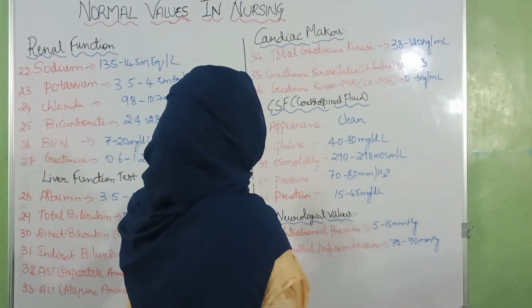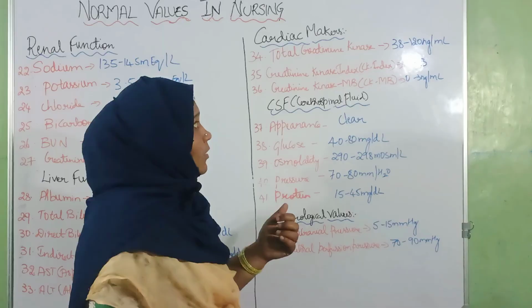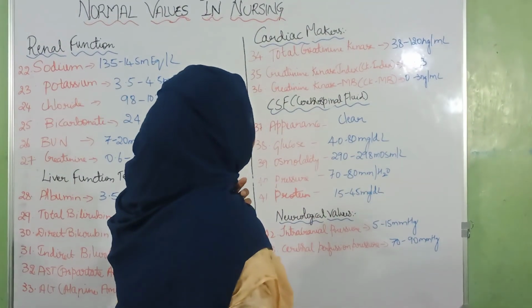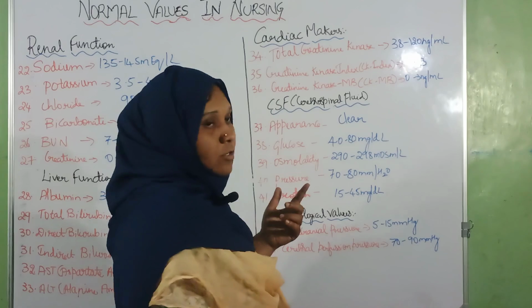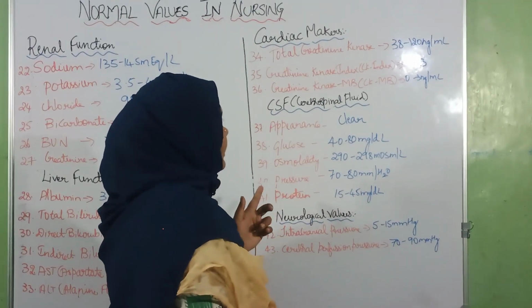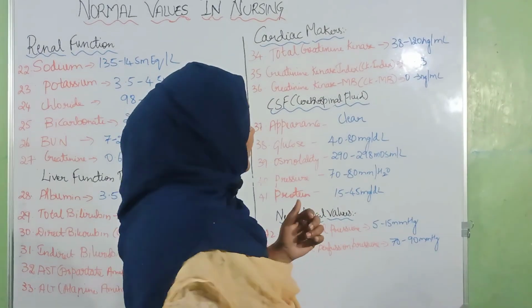Cardiac markers, that is total creatinine kinase, normal value is 38 to 120 nanogram per milliliter. Then creatinine kinase index, that is CK index is 0 to 3. Creatinine kinase MB is nothing but 0 to 3 nanogram per milliliter.